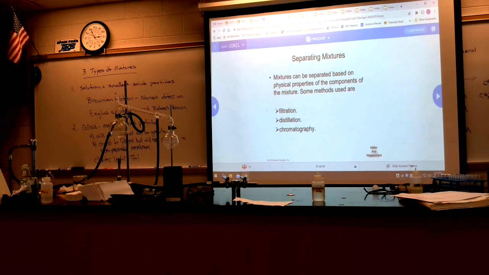Okay, mixtures can be separated based on their physical properties. Now, filtration, we know that's pretty obvious. That's the size of the particle. We can just use filter paper and filter it. I mean, I don't need to demonstrate that for you. Anytime you make coffee and you put the coffee grounds into the filter, it's doing the exact same thing. Okay? But distillation, what is distillation?